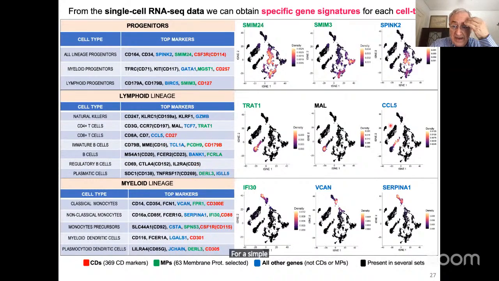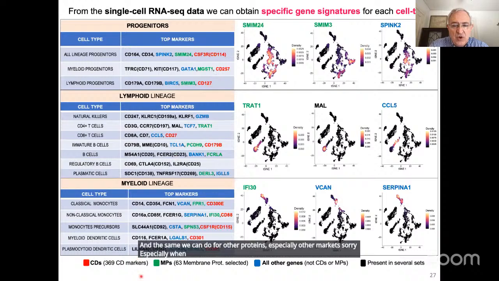the other case here, in the other population, CCL5, TCL5 is typical of CD8 plus T cells. And the same we can do for other markers, especially when they are coming from genes that are from our subset of membrane proteins that best mark our data set, or from all the other genes, no?